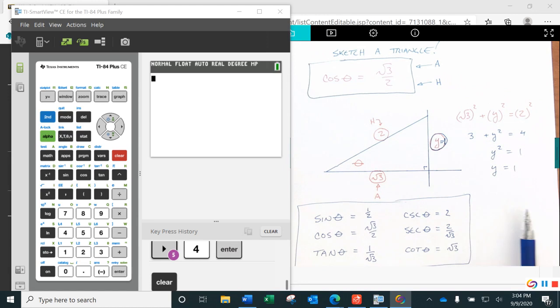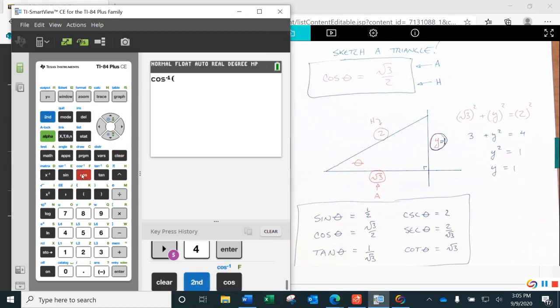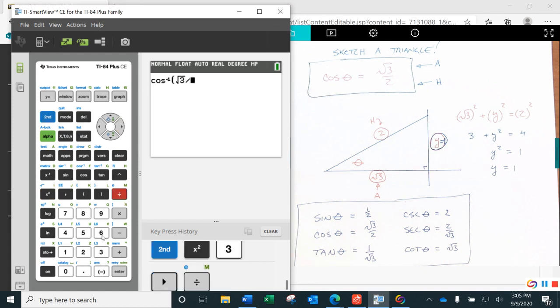I bet you did. But if you didn't, let's take a look at our calculator. There's an inverse cosine feature where we can type in what that ratio is. In this case, the square root of 3. I have to arrow over now because I want to say divided by 2, and I don't want that underneath that radical symbol. Now when I hit enter, it's going to give me the theta measurement.